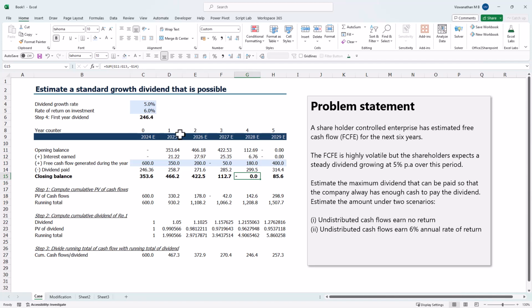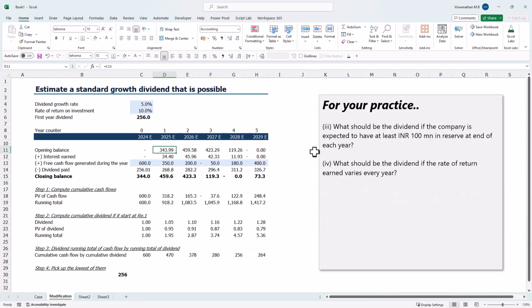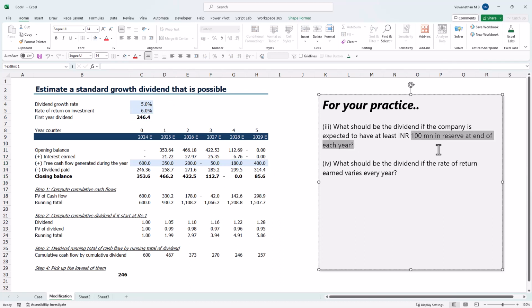Now, before I end this video, I'm going to challenge those of you who are interested to take this to the next step and think about how you would approach the problem if the company would like to have, let's say, at least 100 million in reserve at the end of each year. So here our balance is going to 0. We are fine with it. But let's say I don't want it to go to 0. I want it to be at least 100 at the end of every year. In that case, what would you like to do?